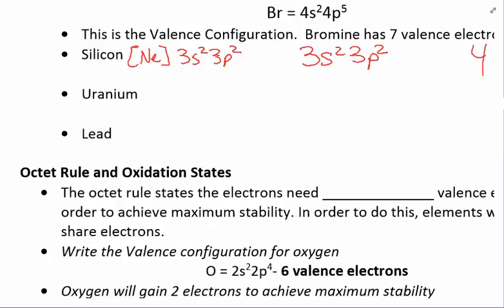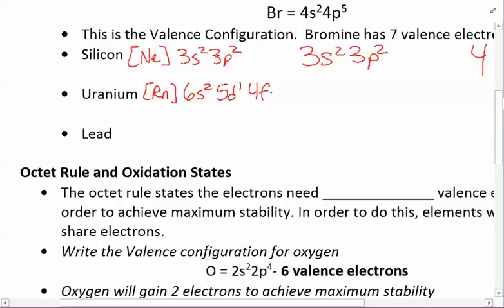Uranium is a bit tricky. Uranium is number 92 on the periodic table. So you're going to use the noble gas of radon, which is Rn. Go 6s2, 5d1, 4f3. Okay, so you do need that 5d1 electron in order to have the appropriate noble gas configuration. Did you catch that? It should be 7s2, 6d1, and 4f3. This is a common mistake that students make on tests.